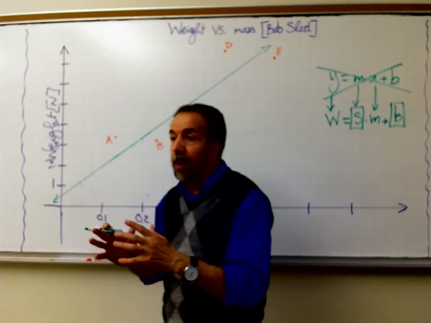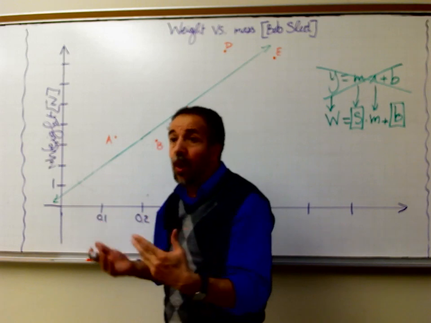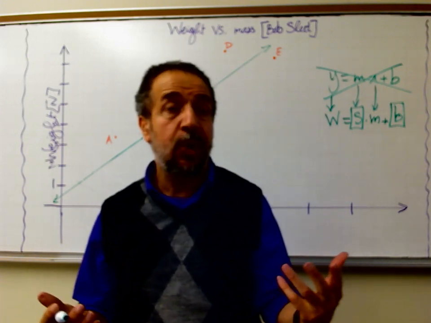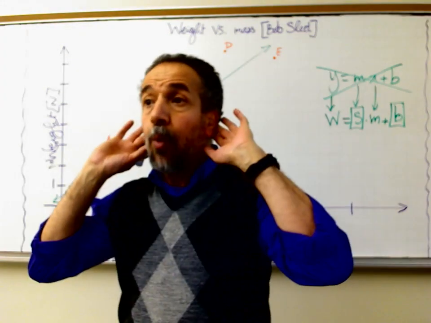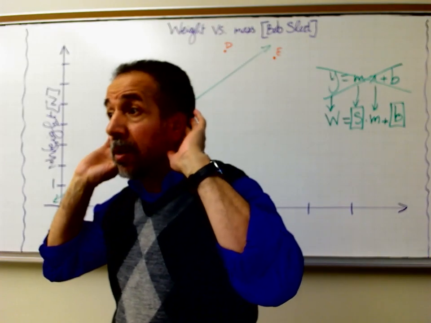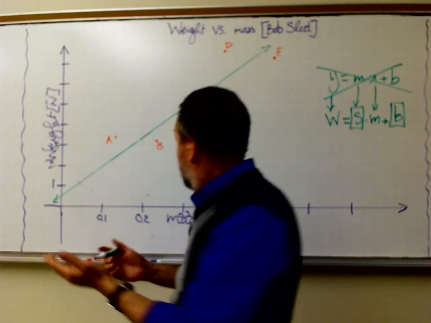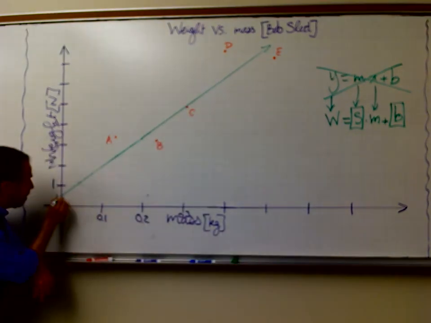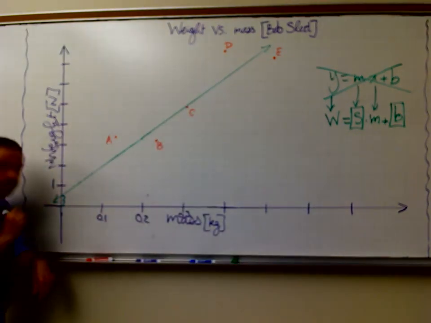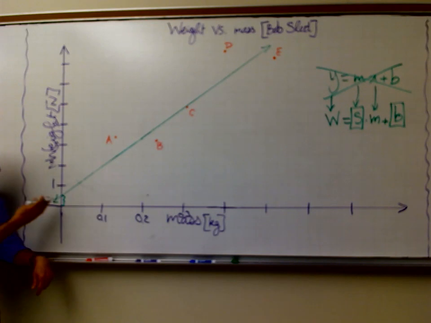Okay, so how do we go about determining the slope and the intercept? I'm going to go with the intercept first because it's easy. What is the intercept supposed to be, the y-intercept? The y value where the line does what? Crosses the y-axis, correct? Therefore, it's this value right here, my friends.